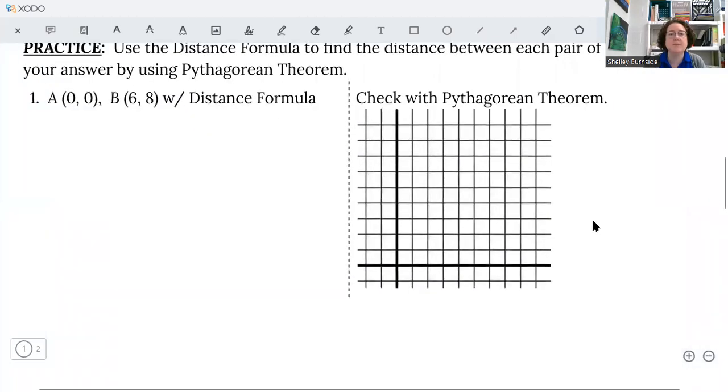So let's go ahead. I'm going to bump this up so we can see it better. First problem, we're going to use the distance formula and the Pythagorean theorem to check this problem. So here we go. For number one.